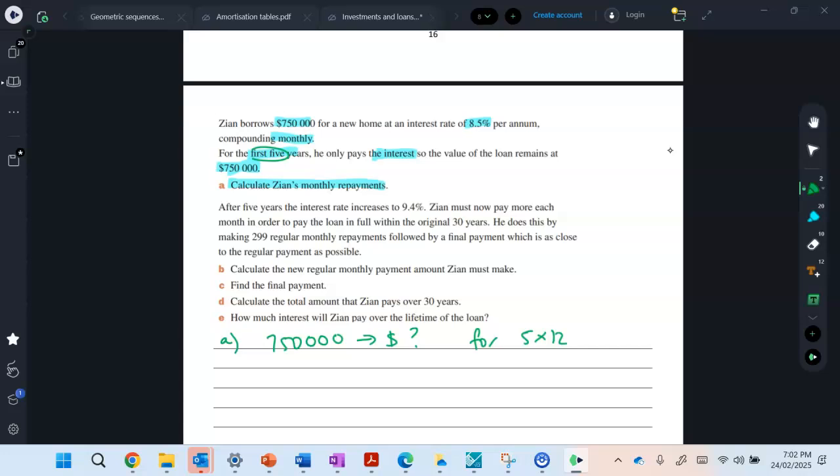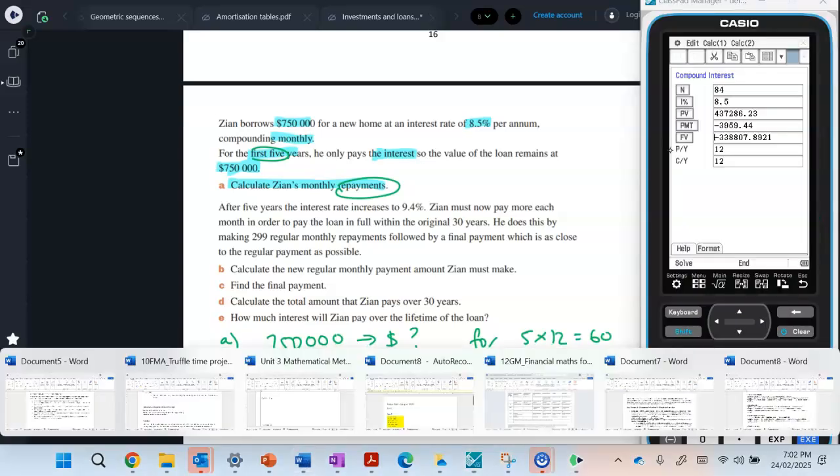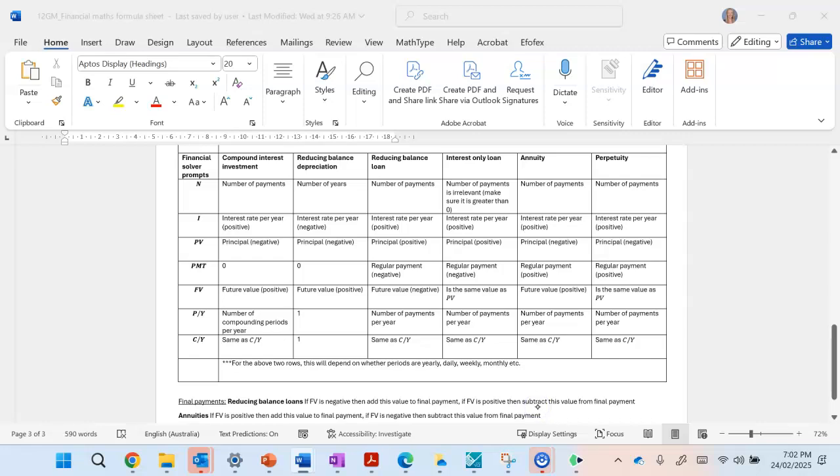Now, after this time, which is 60 months, after 60 months, he still has $750,000, all right? Because he's only been repaying the interest. All right, so these repayments are just the interest, no additional payments off the principal. So before we do that, remember this is on your sheet here.